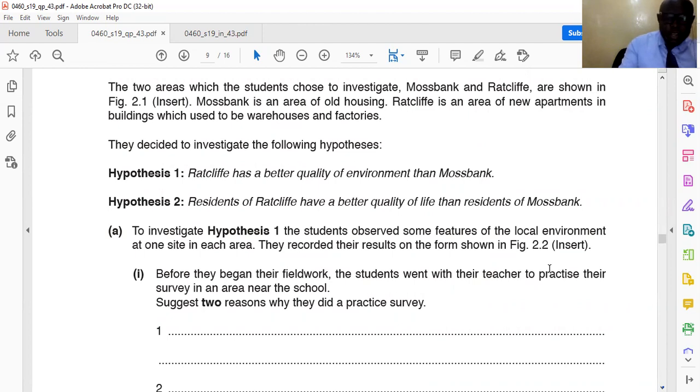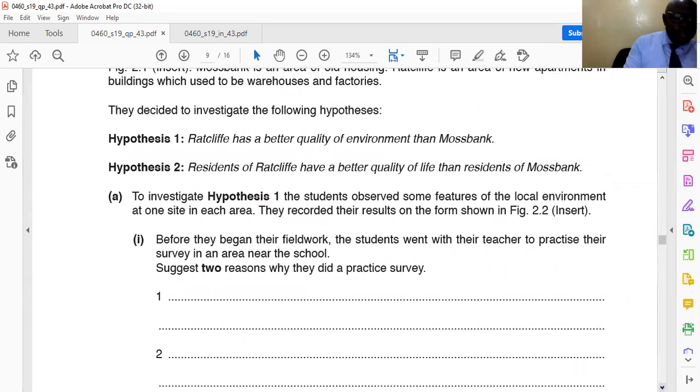So what's the first question here? Before they began their fieldwork, the students went with their teacher to practice their survey in the area near the school. So suggest two reasons why they did a practice survey. Because that's like a demo. So they need to do that to learn how to do the survey, to agree on what the description means, and to learn what will work and what will not work in that area. Just to familiarize with the area and get some first-hand experience of how things will look like.